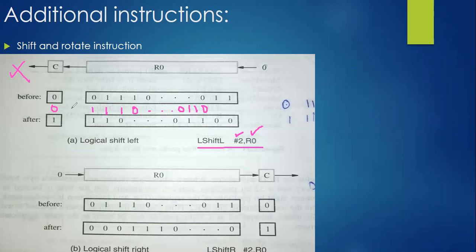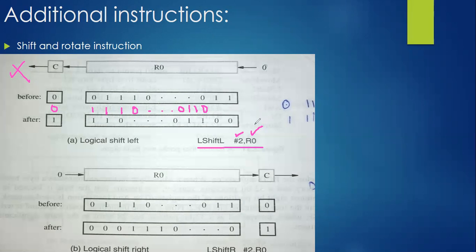If I do it a second time, observe: because of that carry, you are getting 1, so this 1 will come over here. This 1 will be coming over here, 0 will be coming over here, then this 0 will be coming over here, 1 will be here, 1 will be here, and 0 will be here. But at last, you are getting one more 0 over here. So this is what we call logical shift left.